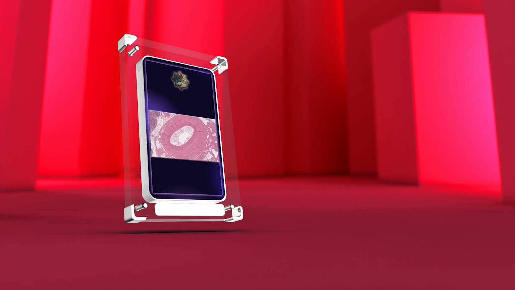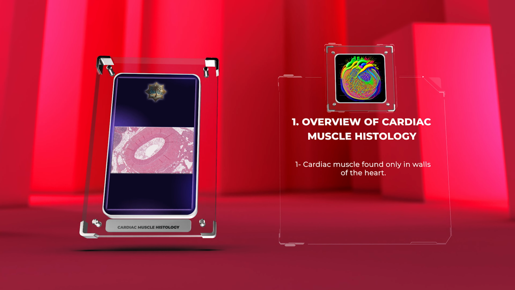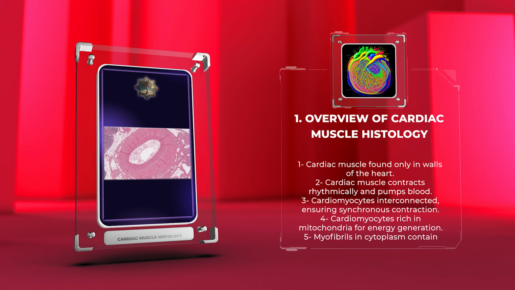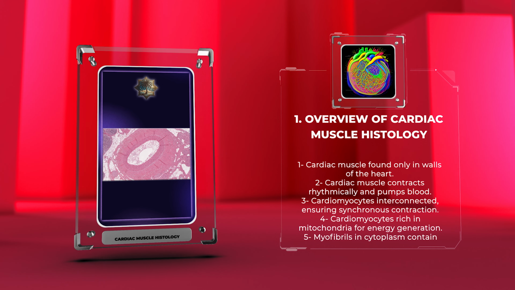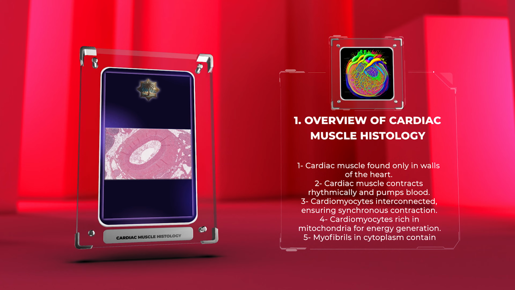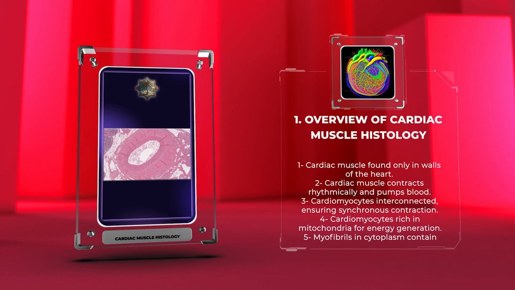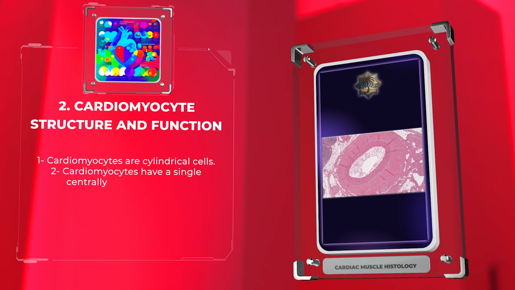So let's begin. Cardiac muscle, also known as myocardium, is a specialized type of muscle found only in the walls of the heart. It exhibits unique characteristics that allow it to contract rhythmically and efficiently pump blood throughout the body. Unlike skeletal muscle, cardiac muscle cells, or cardiomyocytes, are interconnected, forming a network that ensures synchronous contraction of the heart chambers. Cardiomyocytes are cylindrical cells with a single centrally located nucleus.